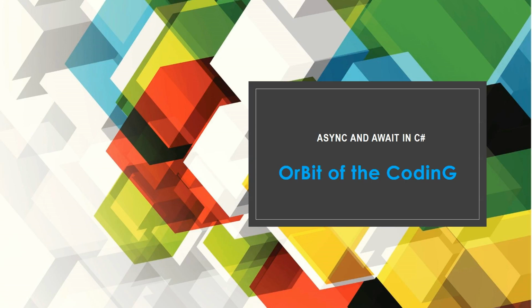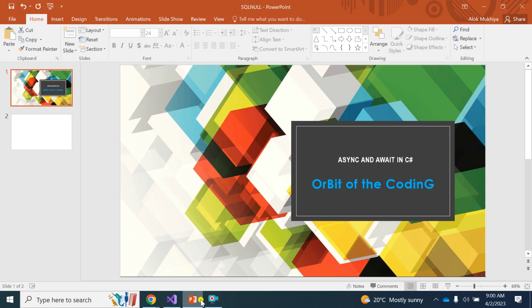So today I am going to show you what are the async and await methods in C#. Async and await are mainly used in parallel programming. Before going into parallel programming and async and await in C#, I am going to explain what synchronous programming and asynchronous programming are. So let's go to Visual Studio and see. I will explain some examples over there.